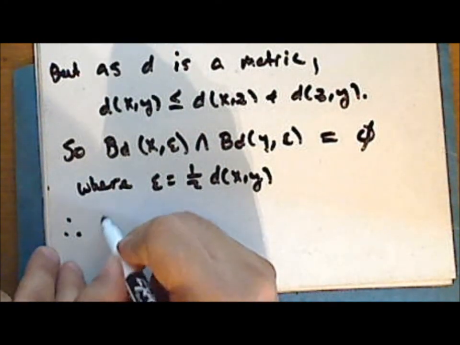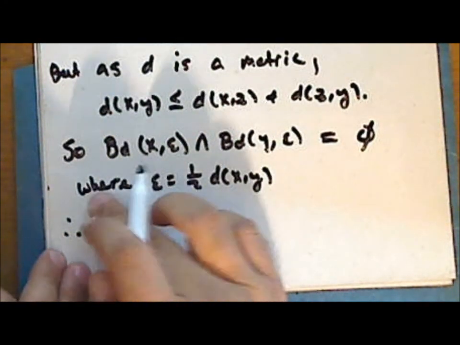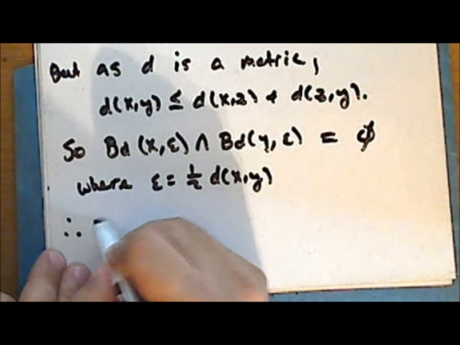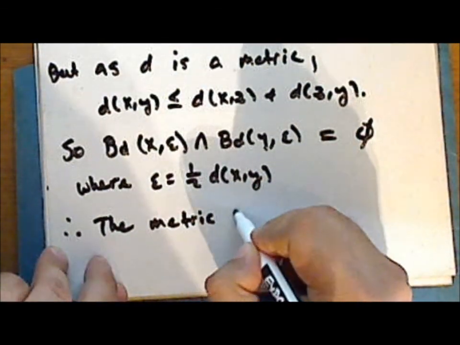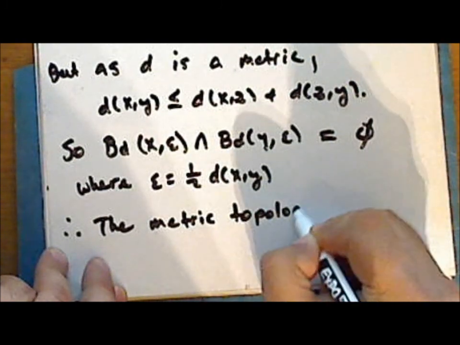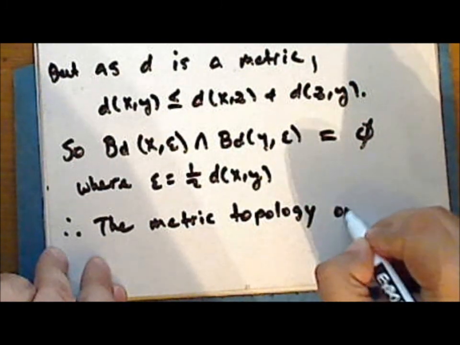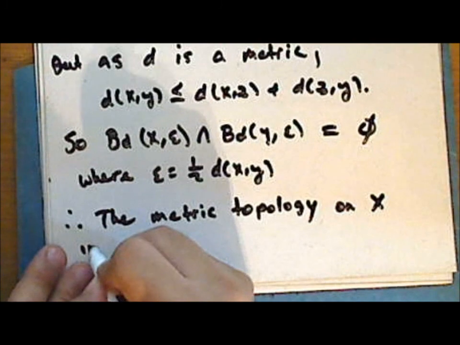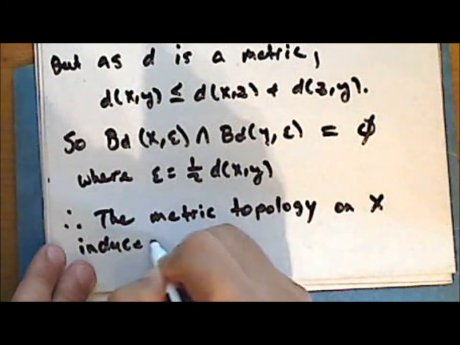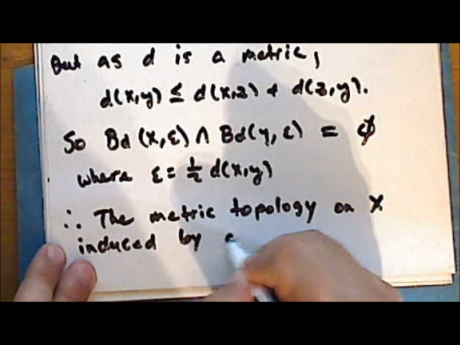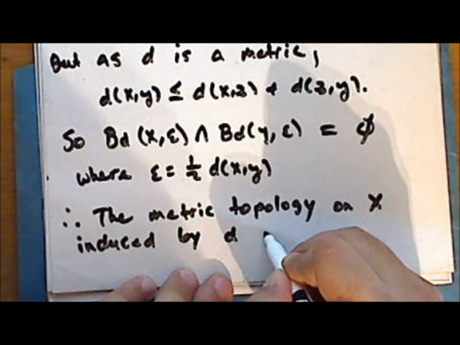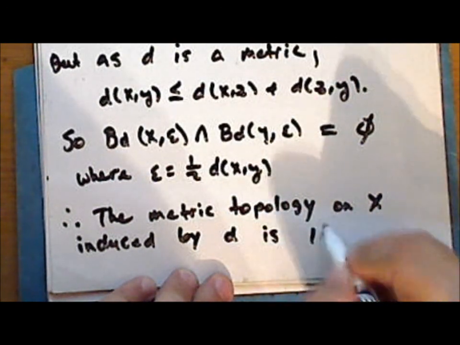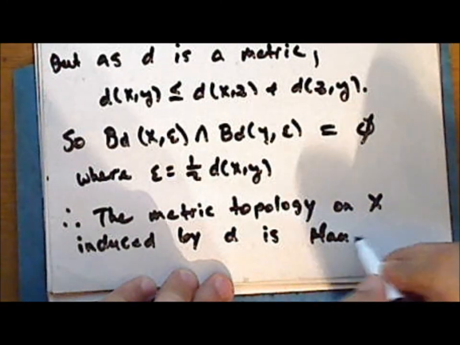And so the topology, or specifically the metric topology, on X induced by d is Hausdorff. The space is Hausdorff.